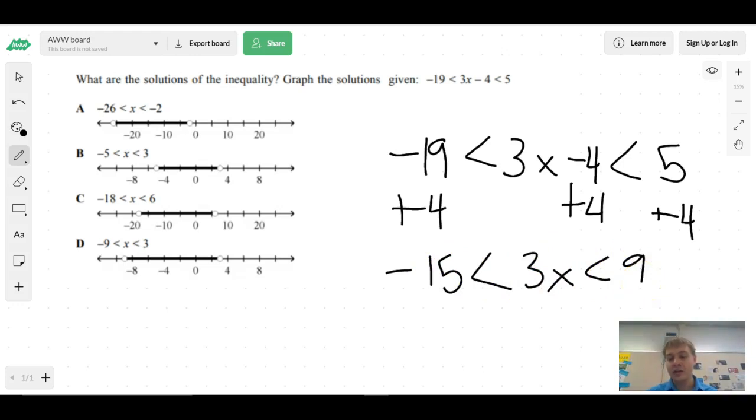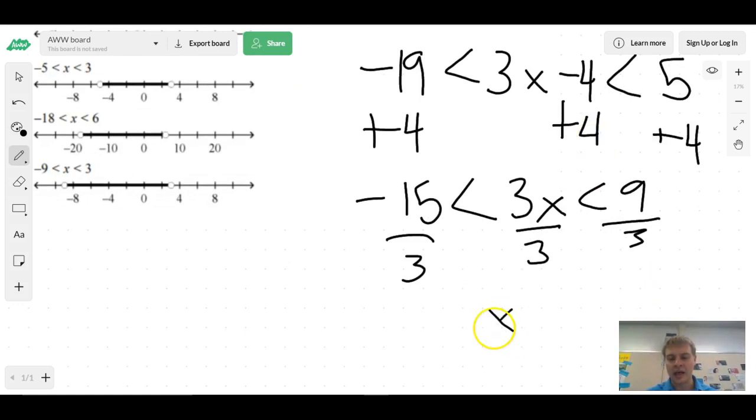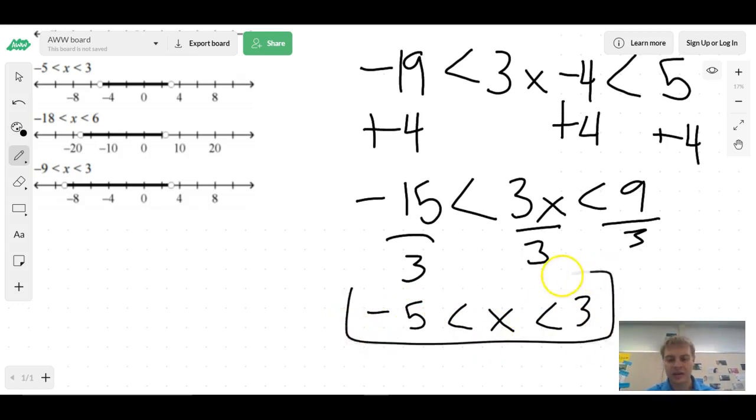Then at this stage, I want to get that x by itself, so I would just divide everything by 3, and we're going to end up getting x is less than 3, and x is less than negative 5. And that would be our final answer.